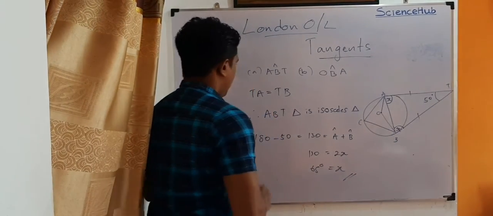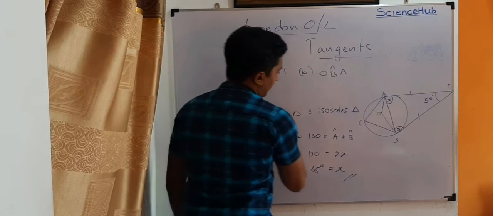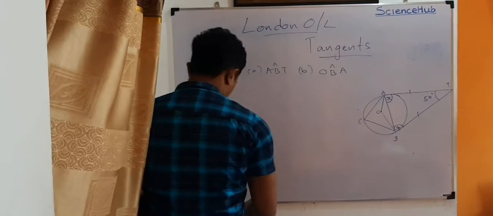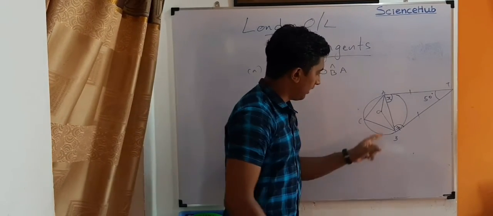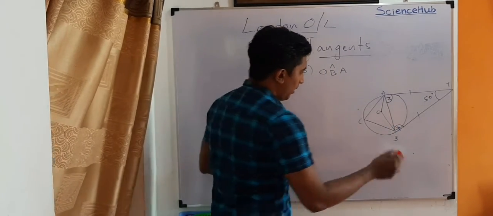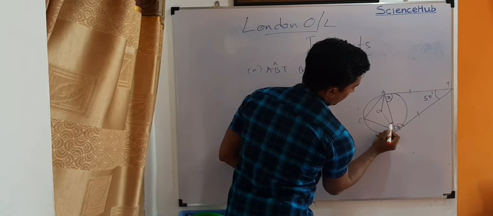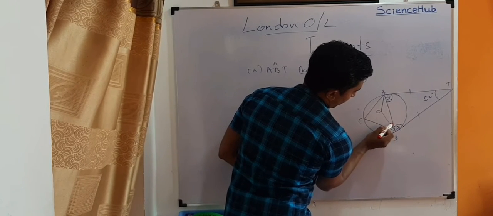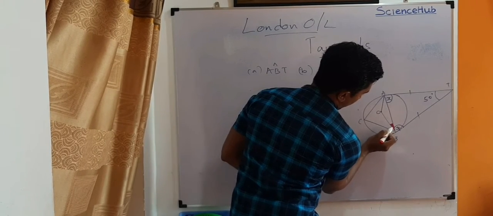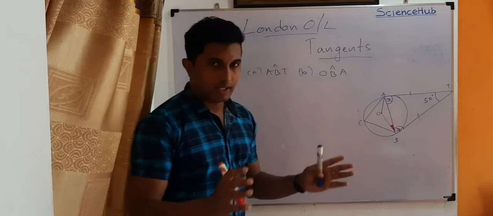Now, we can go to the second one. The second one is the OBA angle. They are asking about this angle. This one is very easy.